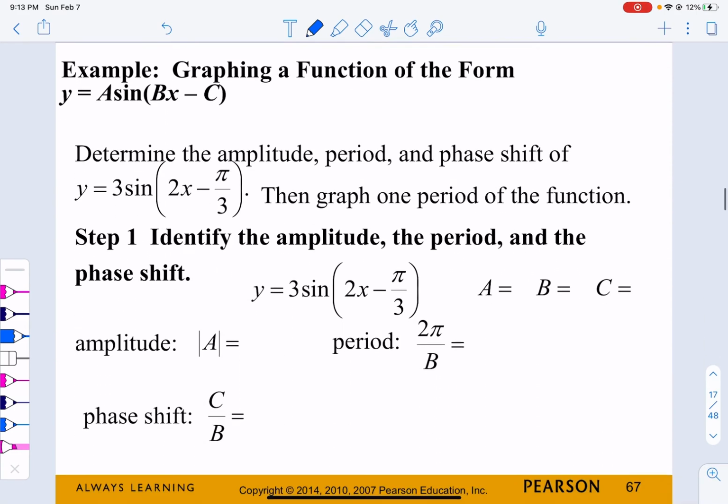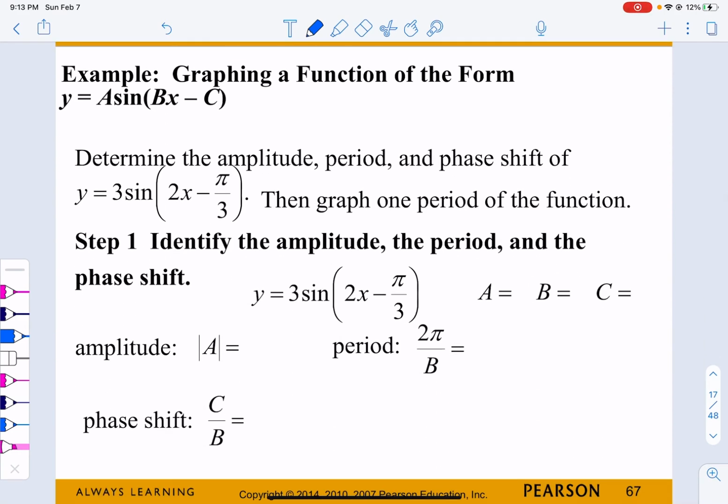So let's try one. We have y is equal to 3 sine of 2x minus pi over 3. We're going to graph one period of the function. Step 1 says to identify the amplitude, the period, and the phase shift. So always start by identifying your a, b, and c. Our a value, the piece in the very front, is 3. The b value is in front of the x, which is 2. And our c value is this piece that's being subtracted. But we're not going to look at it as a negative. It's just going to be pi over 3, that positive value.